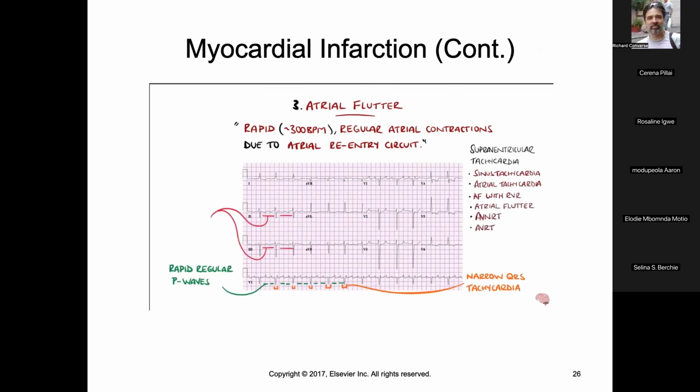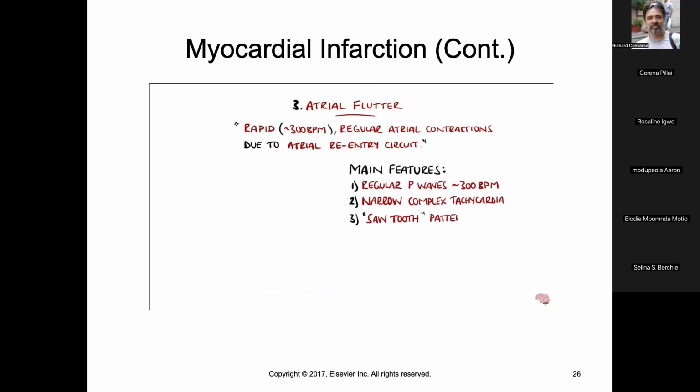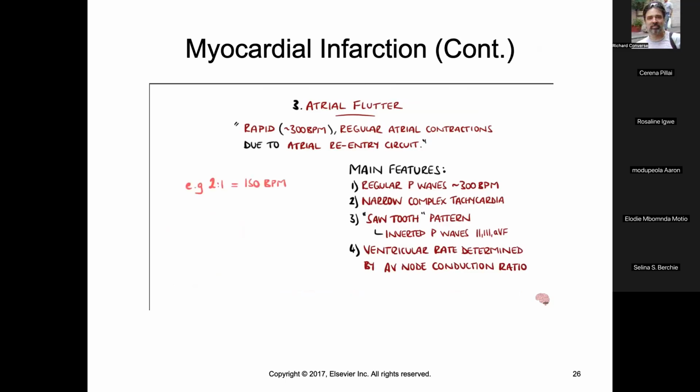The ECG in atrial flutter classically shows a sawtooth pattern coming from inverted P waves, usually in the inferior leads. It is also described looking at the number of P waves compared to the number of ventricular contractions, showing the ratio of non-conducted to conducted beats. Most commonly, this is 2 to 1, giving a ventricular rate around 150 beats per minute. And higher ratios indicate a higher degree of block through the atrioventricular node.